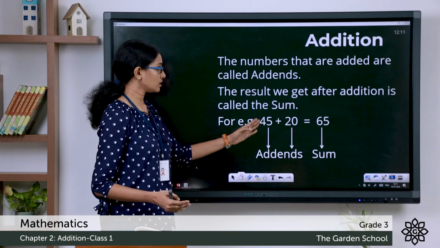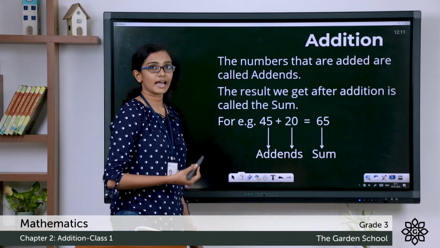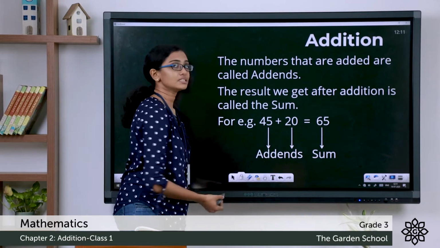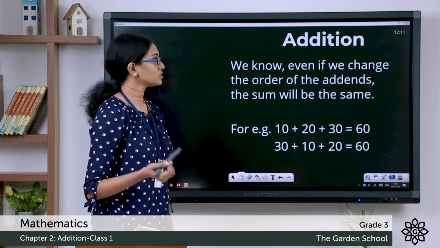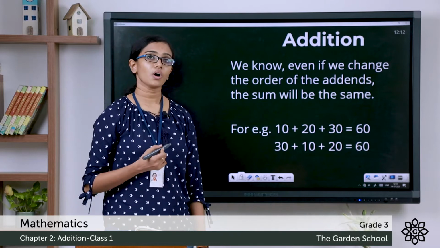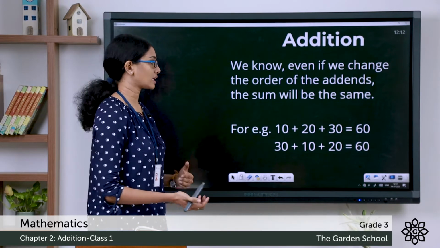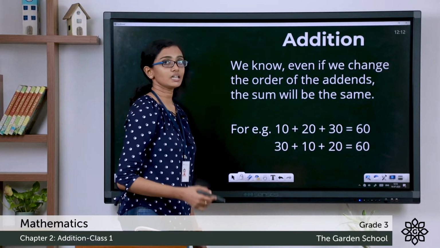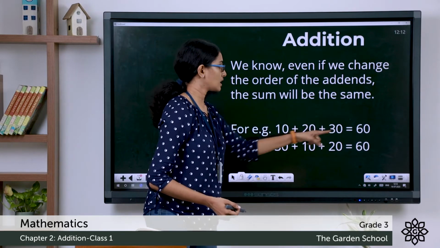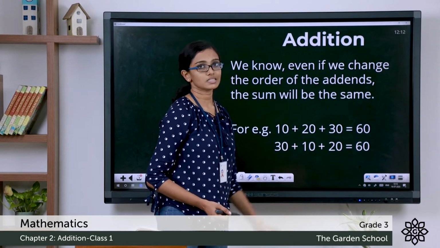Here is an example. Here you have added 45 and 20. So these two are the addends here and the resulting number 65 is the sum of the addition. We also know that even if we change the order of the addends, the result will not change. The sum will be the same. Look at this example. It's 10 plus 20 plus 30 gives the sum 60. Even if you change the order of the addends, the result is the same.